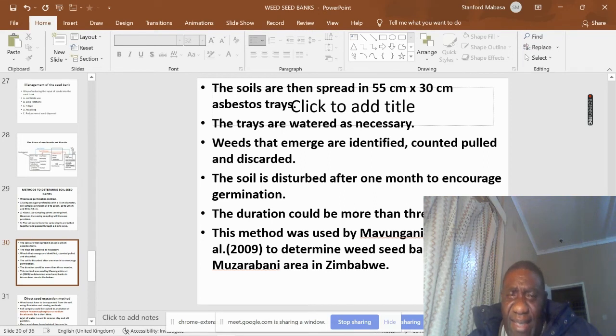The soil is disturbed after 1 month to encourage germination. The duration could be more than 3 months so that you can exhaust the weed seed germination. This is the method which was used by Mavunganidze et al. in 2009 to determine weed seed banks in Mzarabani area in Zimbabwe. So this method could be used to study weed seed banks.